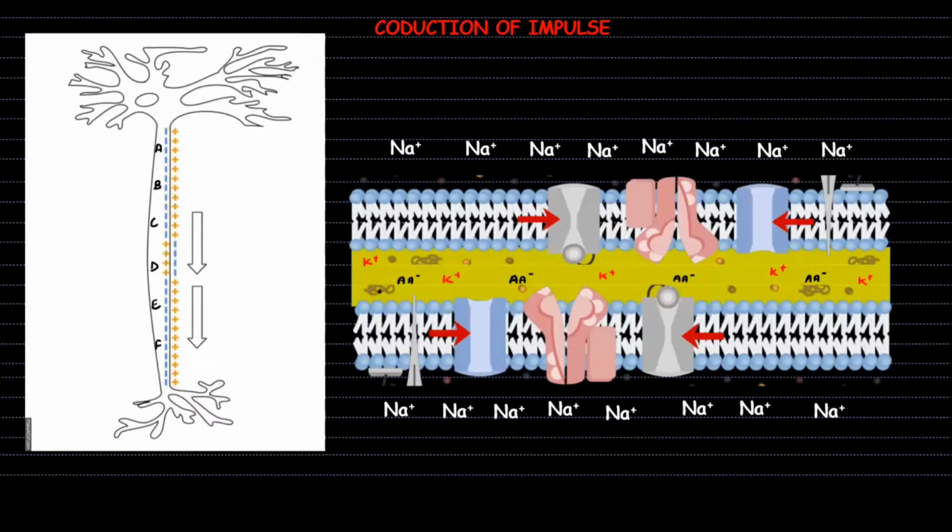This is the axon. If you see this outer membrane, this is the one. If you see this membrane, this is the one. So these are the two membranes. Inside this region is the cytoplasm region. So this yellow part is the cytoplasm. The cytoplasm of the axon is called axoplasm. So these are the two membranes, and inside there is cytoplasm.